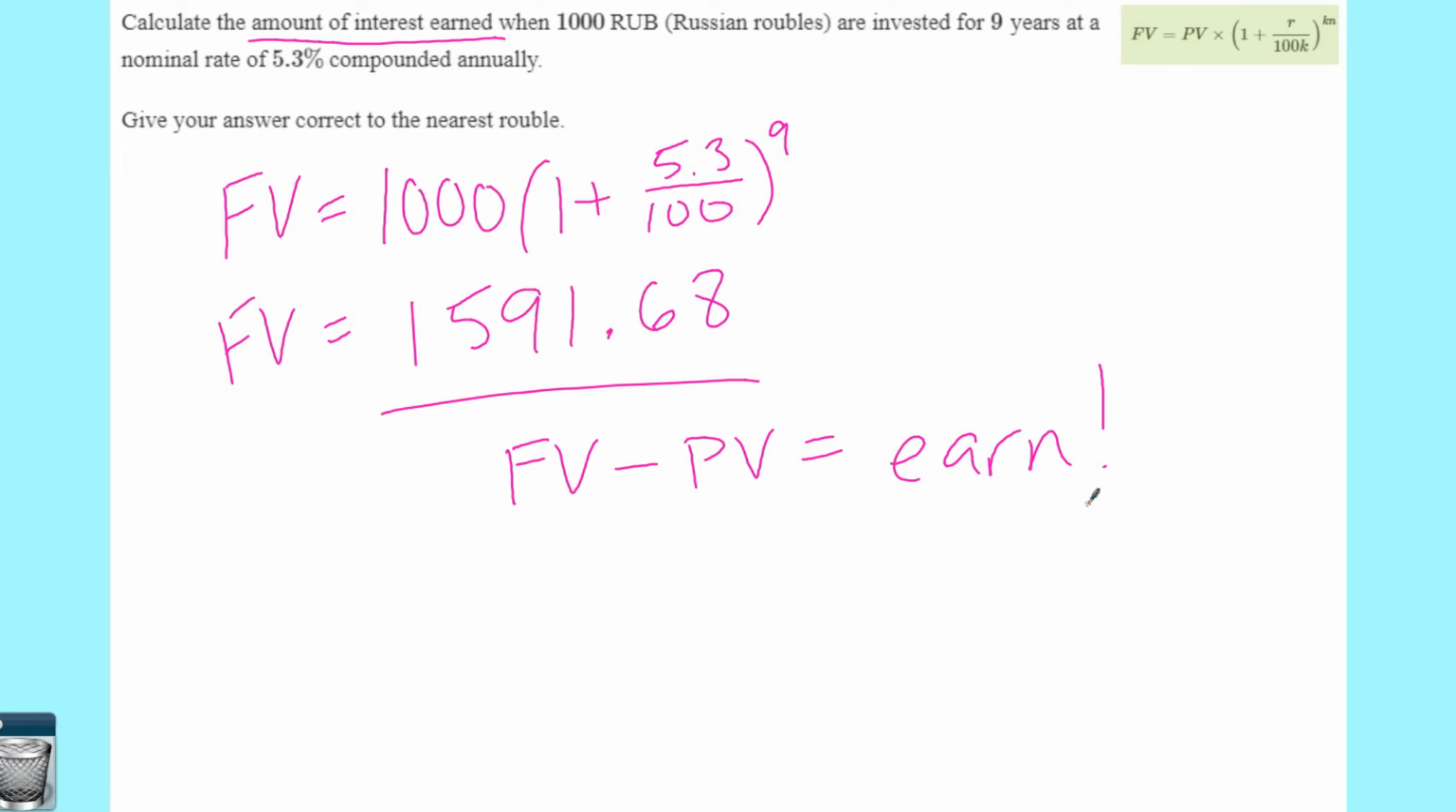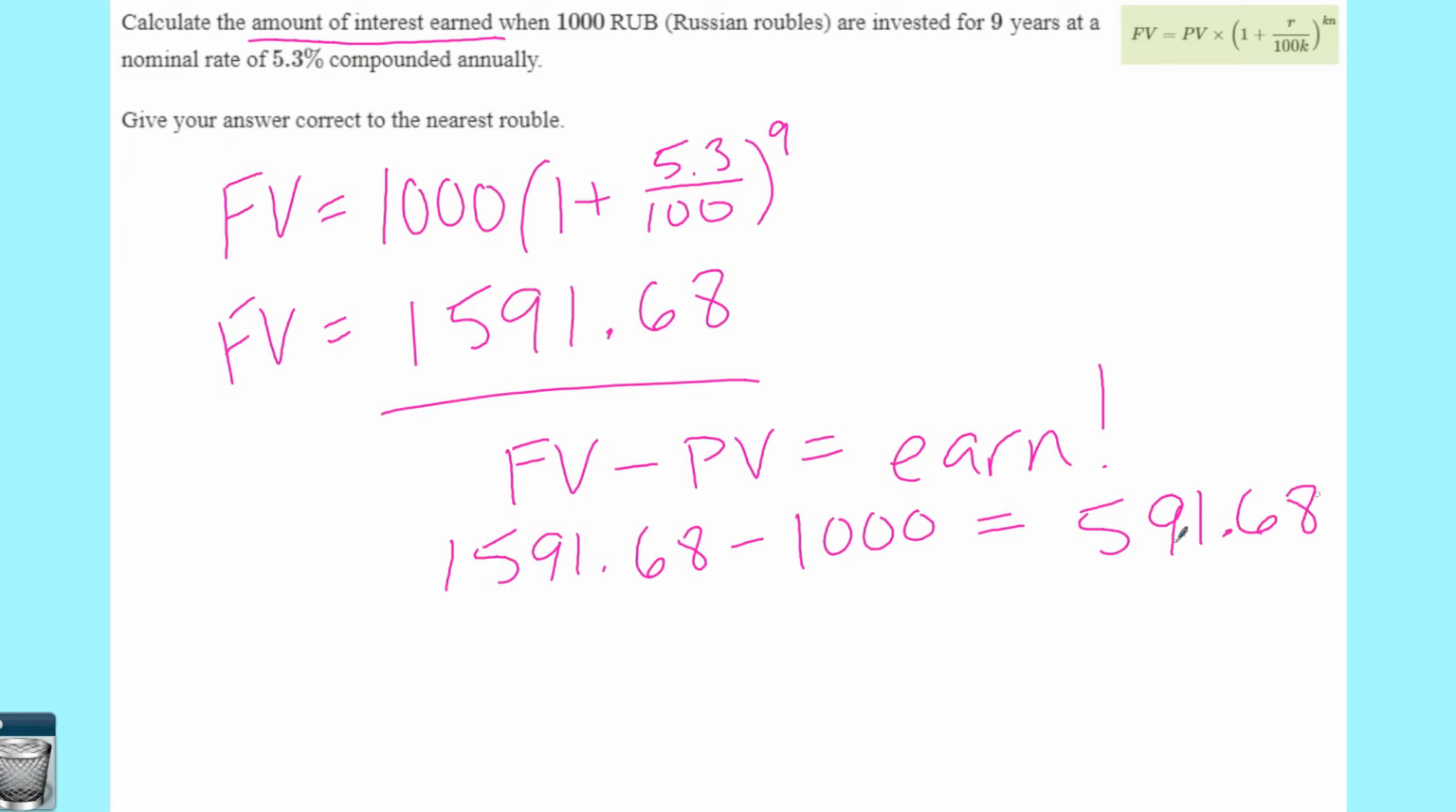Hopefully you earn and don't lose, right? You don't want that to be a negative value. So here we do 1591.68 minus our present value. So we earned about 591.68 Russian rubles.